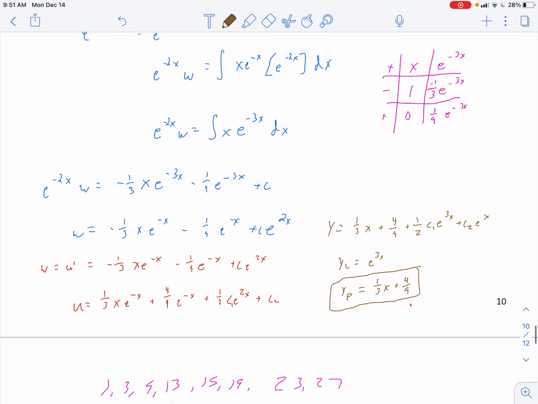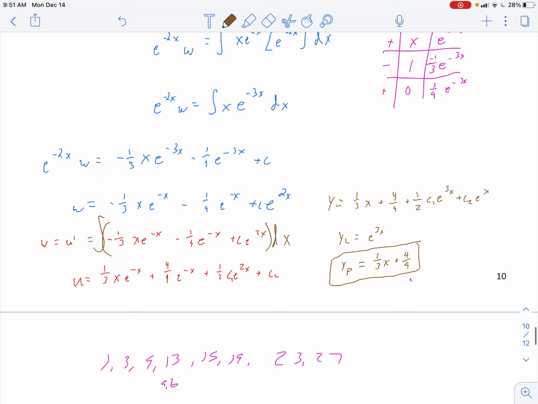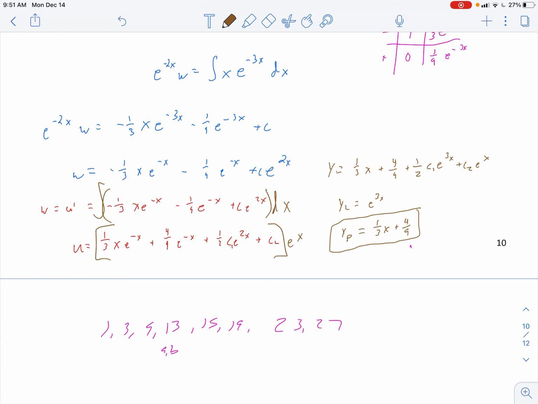Now, we don't want w, we really want y. We know that w is equal to u prime, so we set that equal to u prime. On the left-hand side, we need to integrate all of that, so we integrate everything and we're left with u. Now, y is equal to u times y sub 1, so we take everything we found for u and multiply it by y sub 1, which was e to the x.